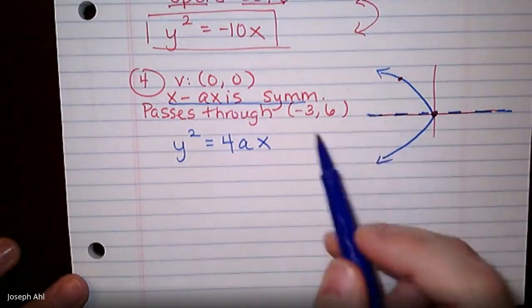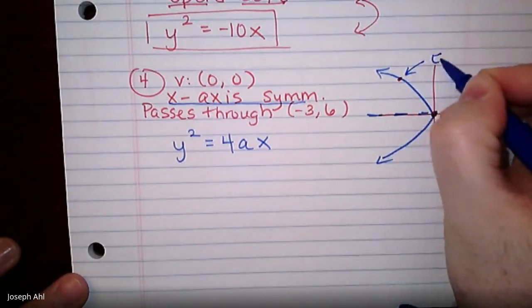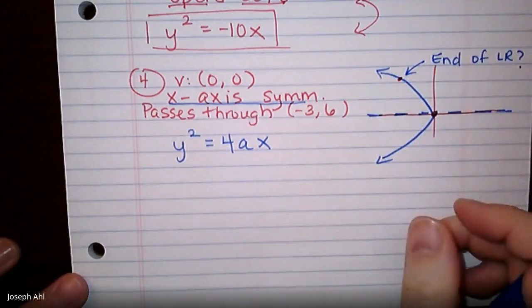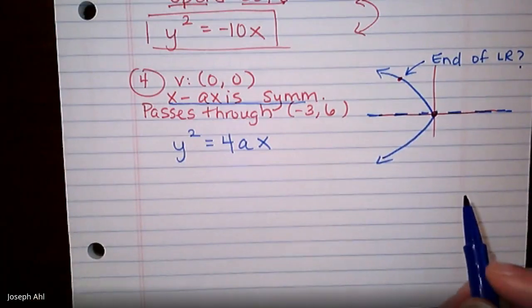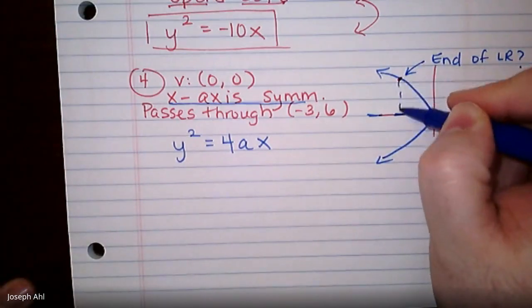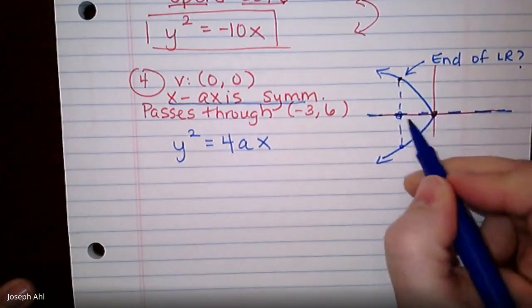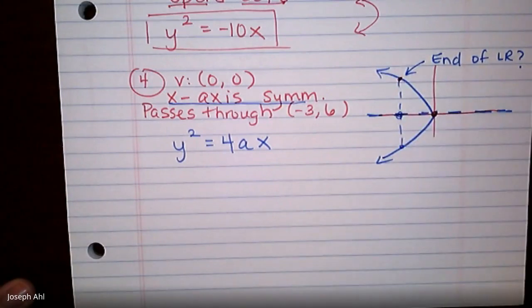So how am I going to figure this out? Well, I'll tell you what students incorrectly assume is that this is one of the ends of the LR, the latus rectum. But we don't know that, right? So if we were to actually draw in this line here, would that contain the focus? Is the focus really 3 units in? We don't have enough info to determine that.